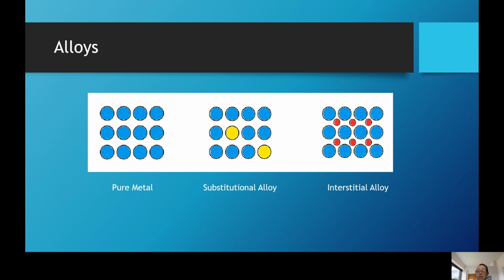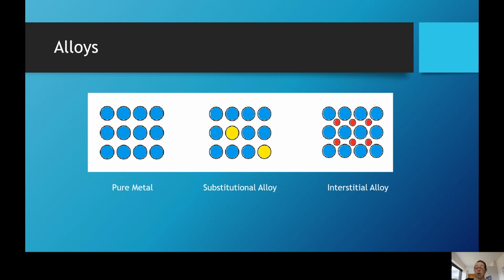So a pure metal would be something like pure gold. A substitutional alloy would be like a copper gold alloy, which is common for most of your types of like 10 karat, 14 karat gold. They all have a little bit of silver and a little bit of copper. And those silver and copper atoms act as substitutional alloys. They replace some of the gold. Why do we do that? Because it makes it harder, but it still keeps that pretty gold color that everybody likes.